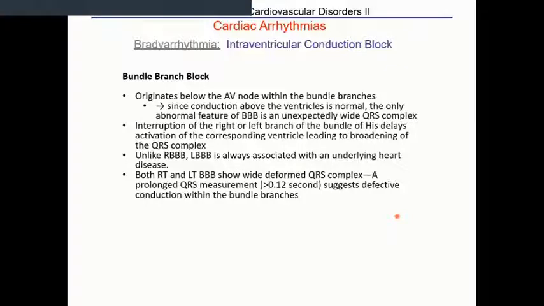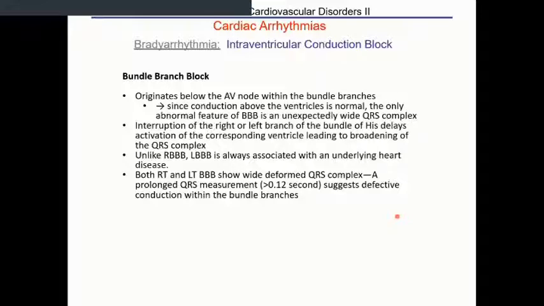There are also what are called intraventricular conduction blocks. These are blocks below the AV node, but within the bundle branches, so within the Purkinje system. Since conduction above the ventricles is normal, the only abnormal feature of bundle branch block is an unexpectedly wide QRS complex. Interruption at the right or left branch of the bundle of His delays activation of the corresponding ventricle, leading to broadening of the QRS complex.